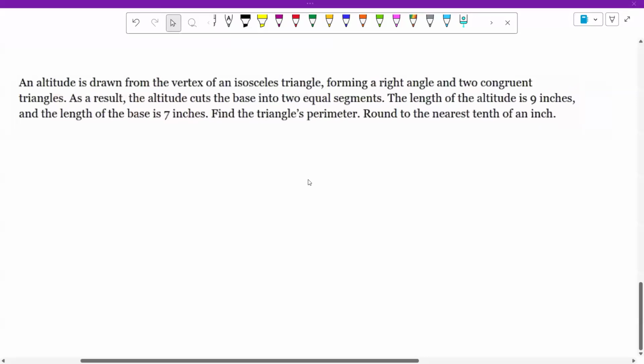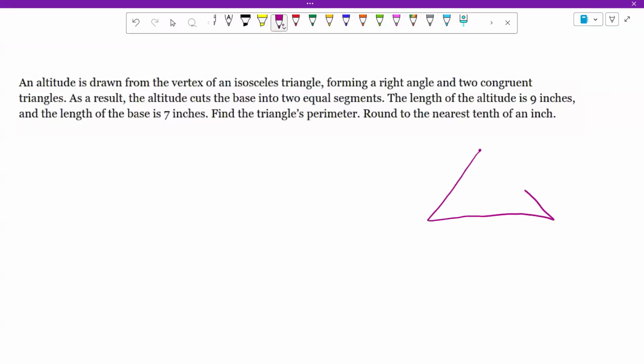Okay. So they are saying an altitude is drawn from the vertex of an isosceles triangle, forming a right angle and two congruent triangles. So it's an isosceles triangle. An altitude is drawn from the vertex, the top point of an isosceles triangle, forming a right angle and two congruent triangles. So over here, let's say this is the isosceles triangle.